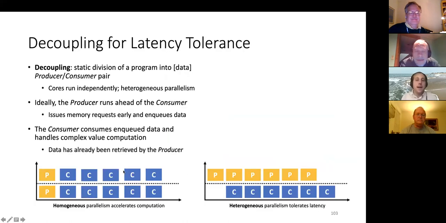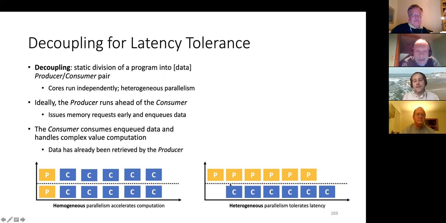Let's talk about decoupling. Decoupling, also called DAE, was a technique I think first published in 1982. It takes a sequential program and divides it into producer and consumer pairs. In traditional parallelism, some cores do some producing, by which we mean memory loads, and a bunch of compute. Consuming basically means compute. Traditional parallelism just has each core do the same thing.